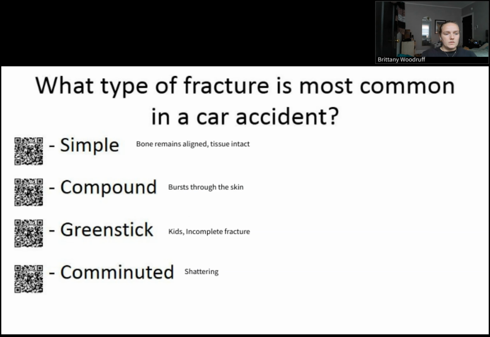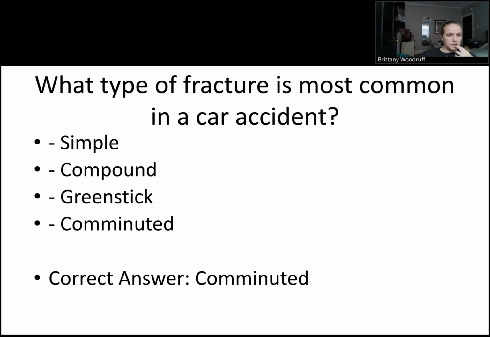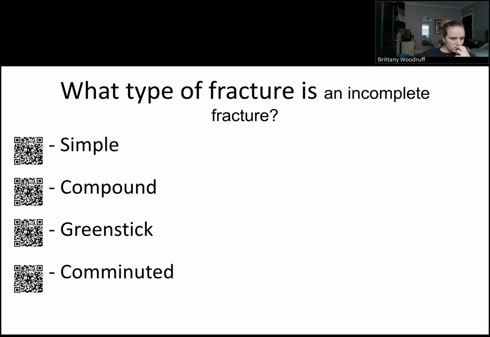So in simple fractures, your bone's going to remain aligned, the tissue stays intact. Compound fracture bursts through the skin. Green stick fractures happen in kids. It's an incomplete fracture. Comminuted fracture is the correct answer to this, most common in a car accident, and results in the shattering of that bone, so usually at the ends of the bone. Should be 100% on this one.